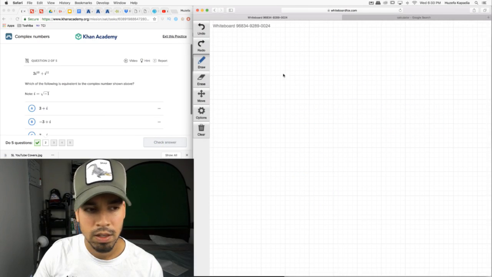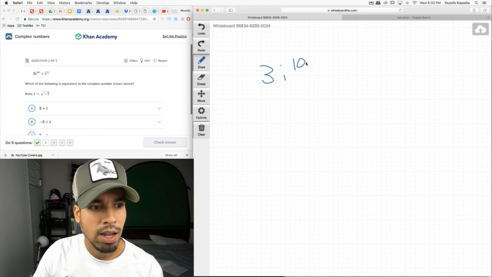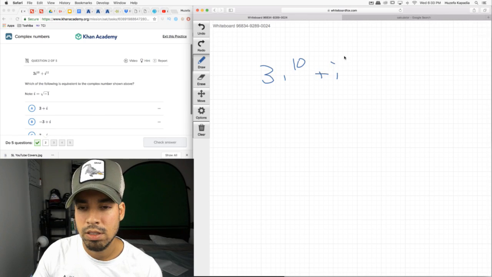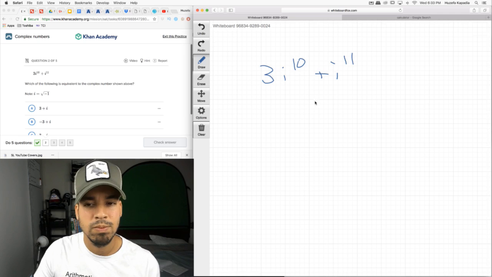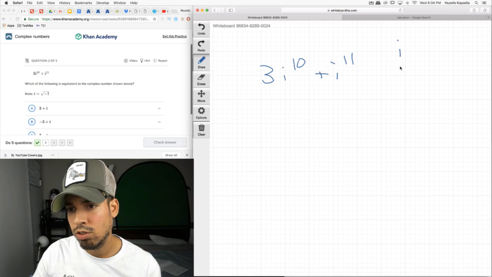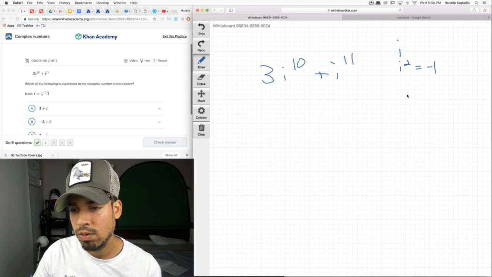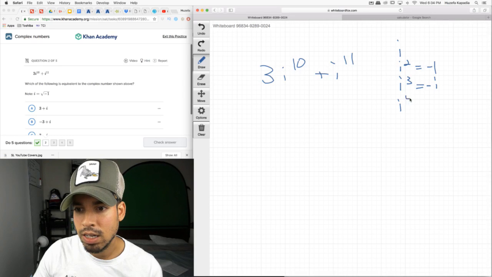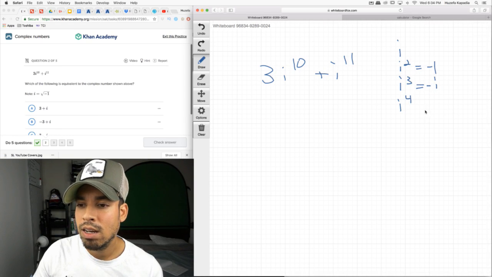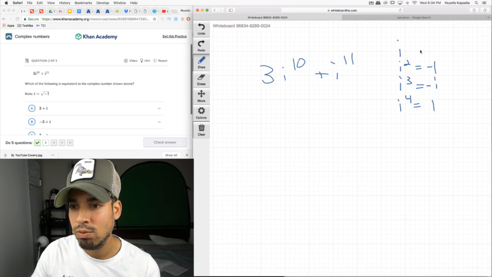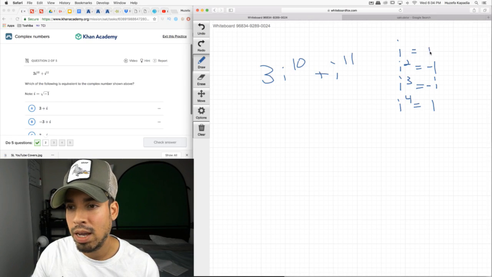Next. We've got 3i to the 10th plus i to the 11th. Okay, how the heck do we figure this out? Well, there's a cool little pattern that we'll notice with i. i, of course, is the square root of negative 1. i squared equals negative 1. i cubed equals i squared times i, which is negative i. And then i to the 4th is i squared times i squared, which is negative 1 times negative 1, which is positive 1.